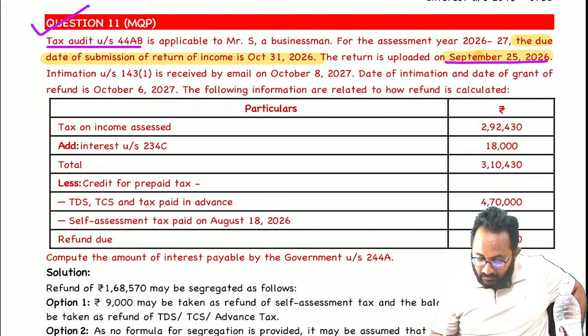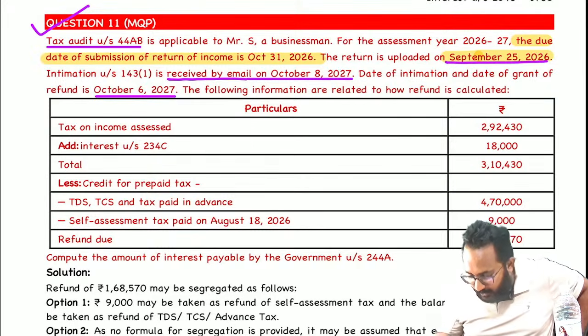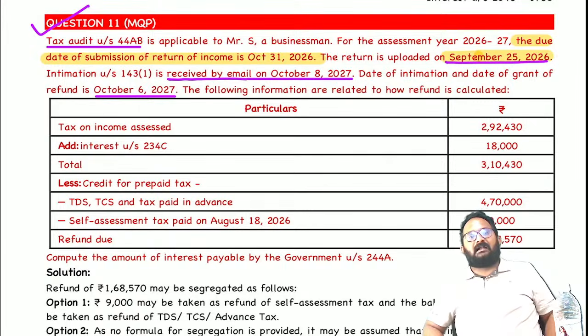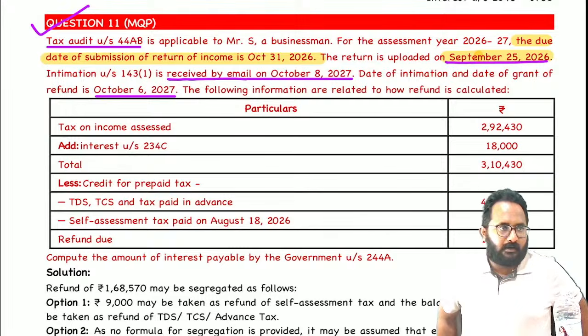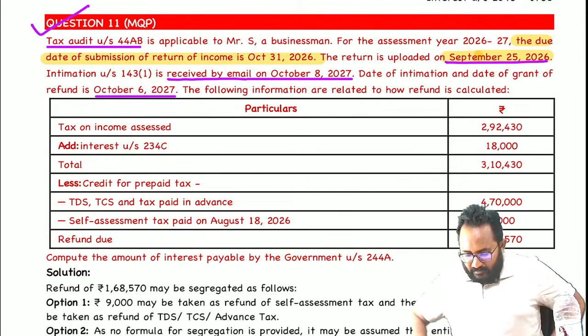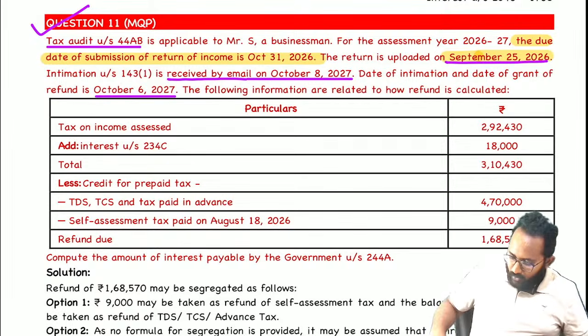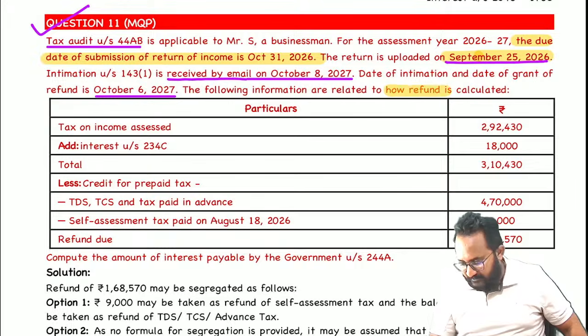They have given the refund on which date? October 6th. But we received the mail on what date? 8th. But which date do we take? Grant of refund means what we have to take? 6th October we have to take. Clear? Now, how he is getting the refund, those computations they have given.